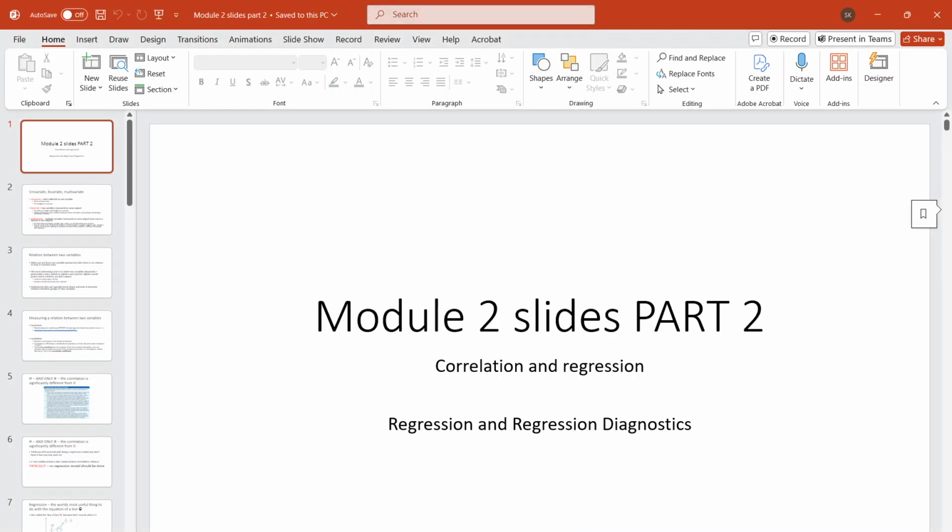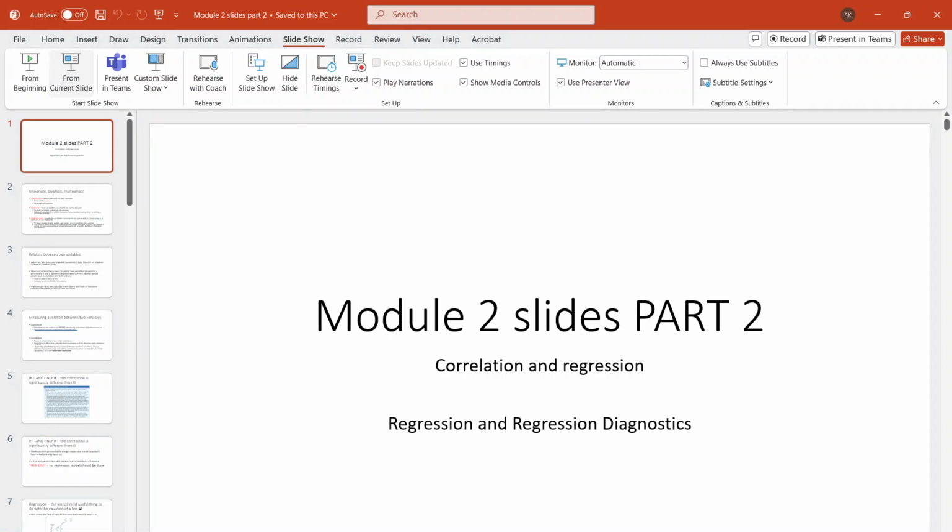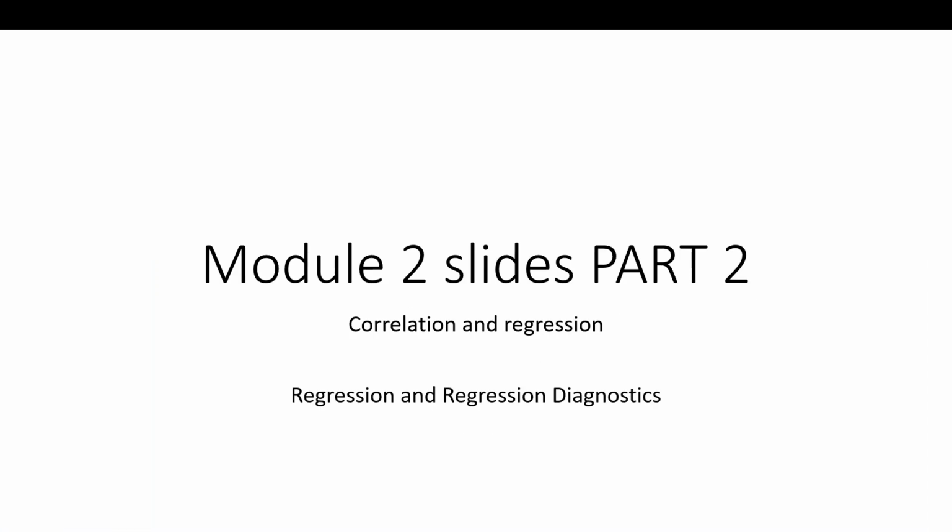Okay, so this is part 2 of module 2 for stats 2. And in module 1, we talked about scatter plots and correlation. Now what we're going to do is move from correlation to actually doing the regression modeling. We're going to start with simple regression with one variable and talk also about model diagnostics.